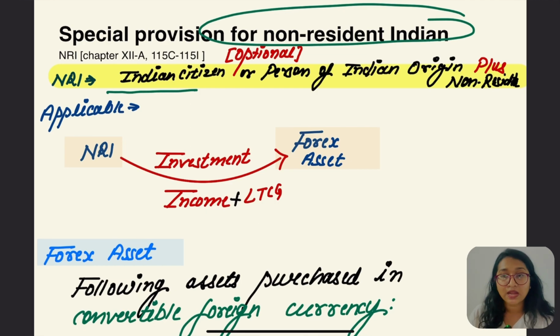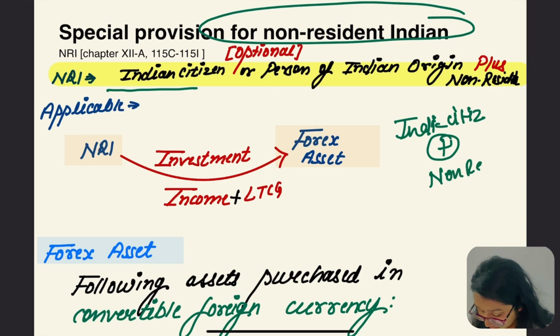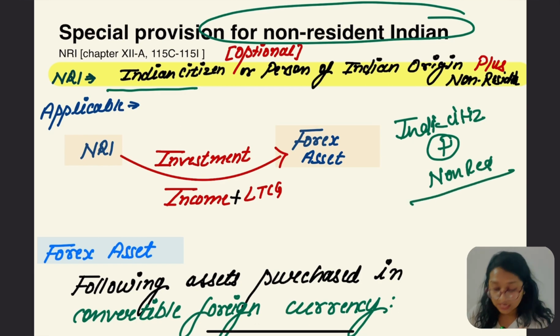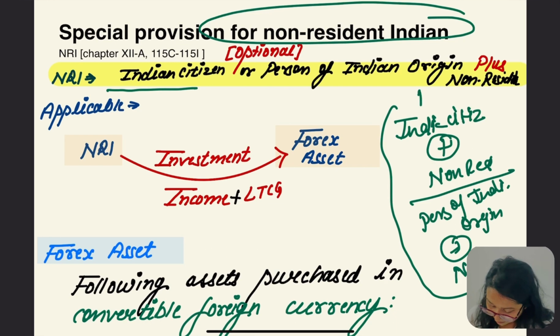NRI people are those who have Indian citizenship and are non-resident. Let me write it out: a person who has Indian citizenship, plus is a non-resident, or a person of Indian origin and a non-resident. Those people are going to be NRI.